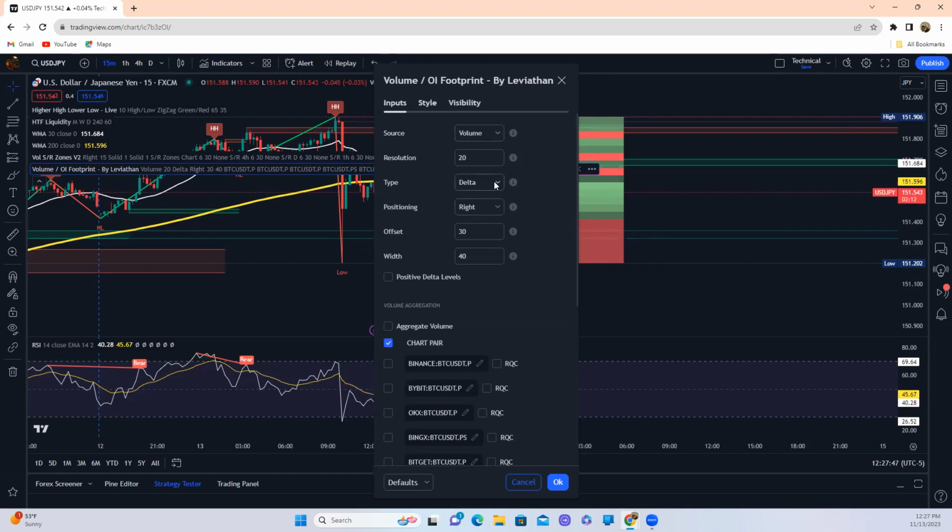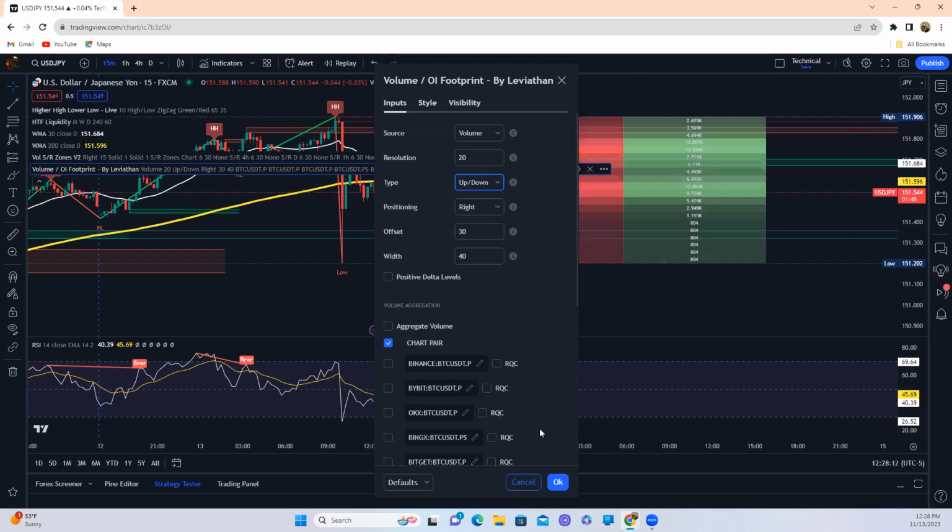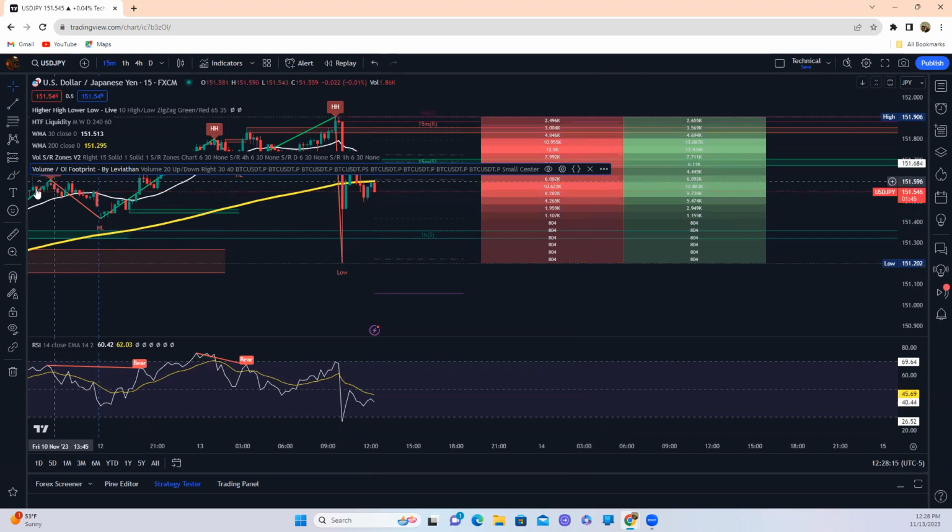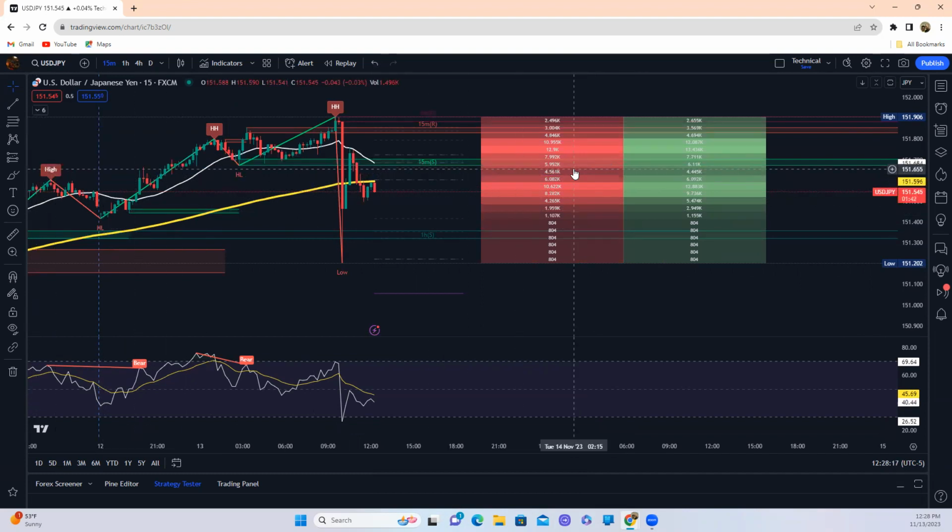That makes more sense. But the type, this is what I wanted to show you, really important. You can do total volume, which is going to give you both the total buy and sell orders. You can do up and down, which is going to give you the buying and selling, or you can do delta. I have mine set at delta because that just works better for me. I don't need to know how many buy ticks, how many sell ticks at each level. Really what I'm getting at is how much more volume of one or the other was there. So that's why I just go with delta.